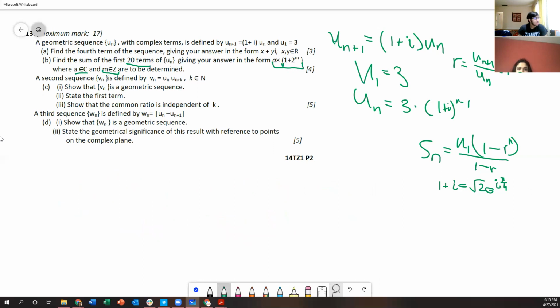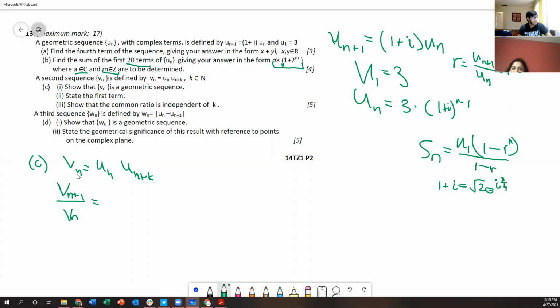Okay. All right. So for part C, we have V of n, which is U of n times U of n plus k. How I do this generally is I would just multiply U of n out and show that it matches the form of a geometric sequence. However, the proper way to do it is to say that, by definition, a geometric sequence has to have a common ratio. So the common ratio has to be consistent. The ratio of the n plus 1th term over the nth term has to be constant.